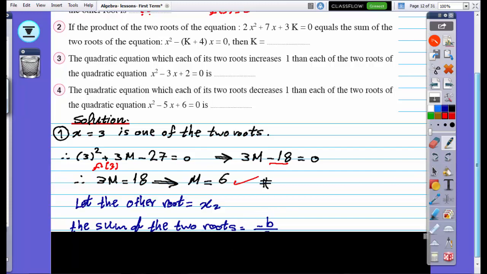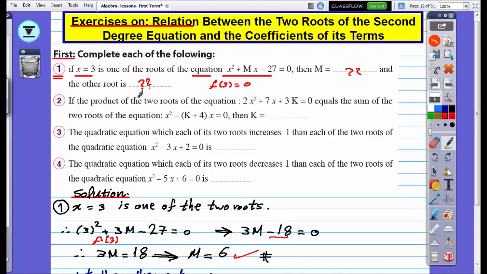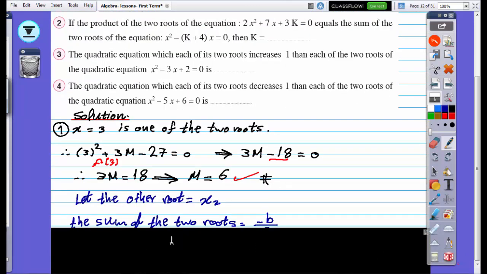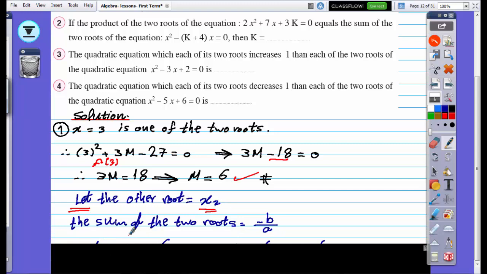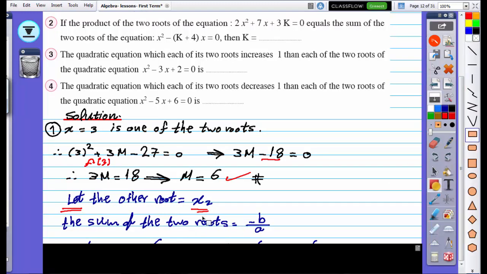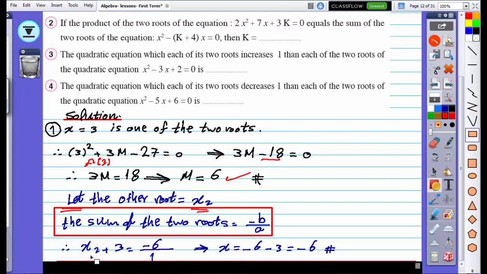The required here is to find the second root, the other root. We know that if we have a second degree equation, the number of its roots is 2. To calculate the other root, let the other root equal x2, and we have a rule: the sum of the two roots equals negative b over a. This is a rule. So x2, the other root, plus the given root 3, x2 plus 3 equals negative b over a.